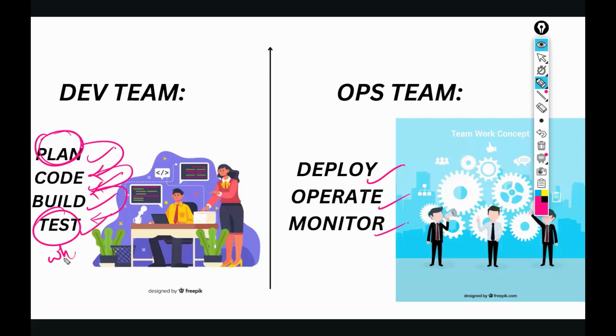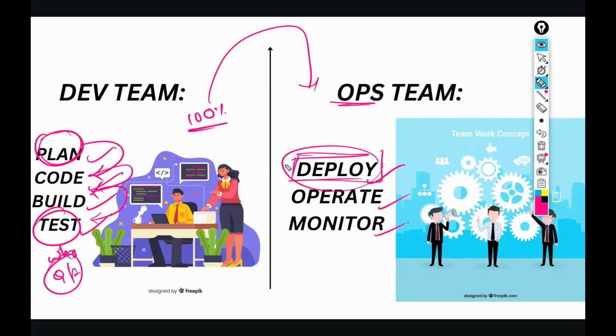But who will do testing? Ultimately, the QA team, nothing but quality analysis. Once our code is 100% test case passed code, it is given to the operational team. So what will the operational team do? They do deploy. Now, what is meant by deploy?